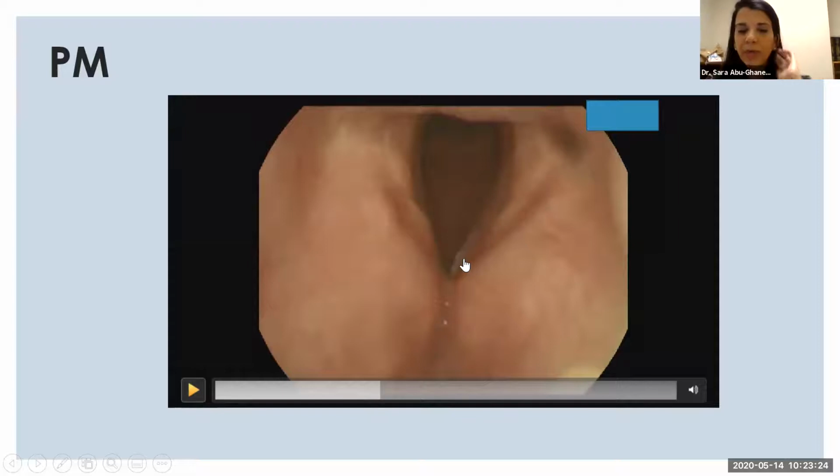So his leukoplakia had a more nodular appearance, and it was involving the left vocal fold and the anterior part as well.